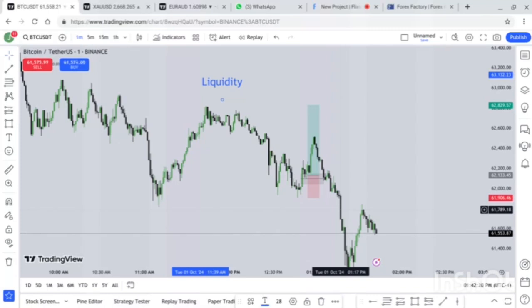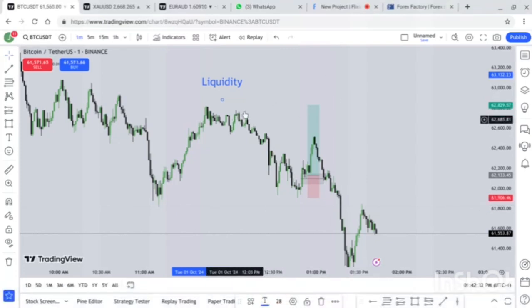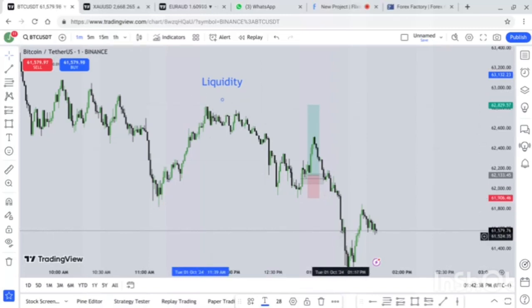That is why, in simple terms, liquidity is money. So anytime you see liquidity, know that people's stop losses are there. People's stop losses are in that zone, and because people's stop losses are in that zone, the market is hunting for it.